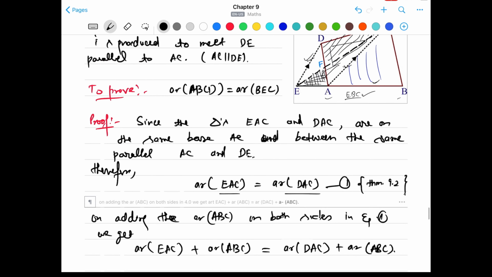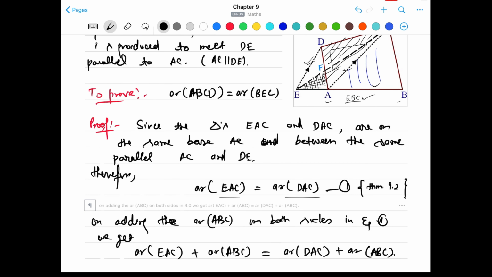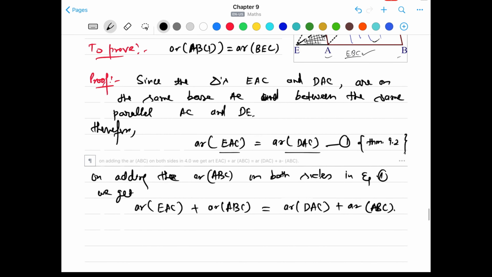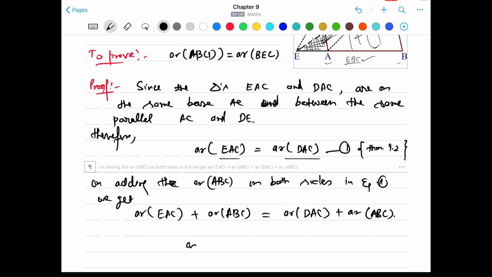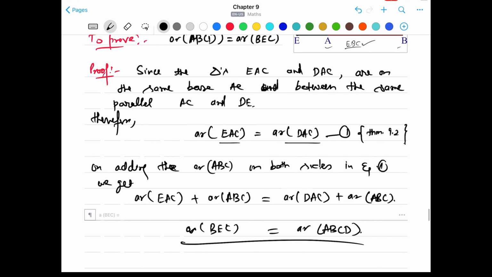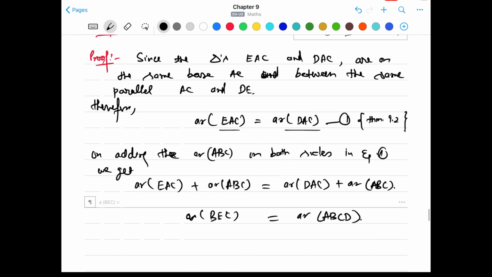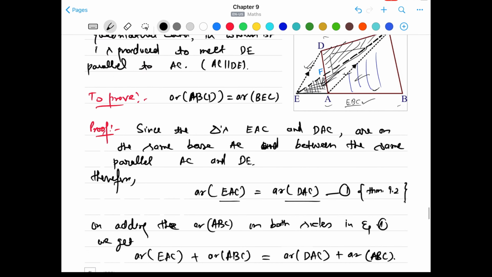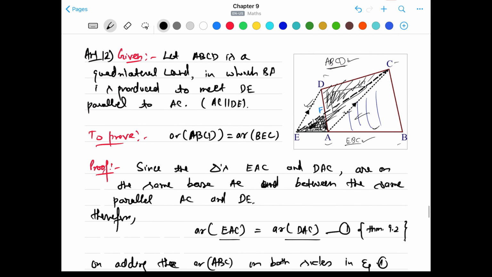Okay, so when you add this EAC and ABC, you will see that this gives us the triangle BEC, that is area of triangle BEC, and when you add these two, you will get the area of the quadrilateral ABCD. And this is what we were asked to prove, that the areas of the two shapes are equal. This is the earlier shape of the plot of land, which is a quadrilateral ABCD, and the new shape of the land is triangle BEC. So that's the answer of question number 12.